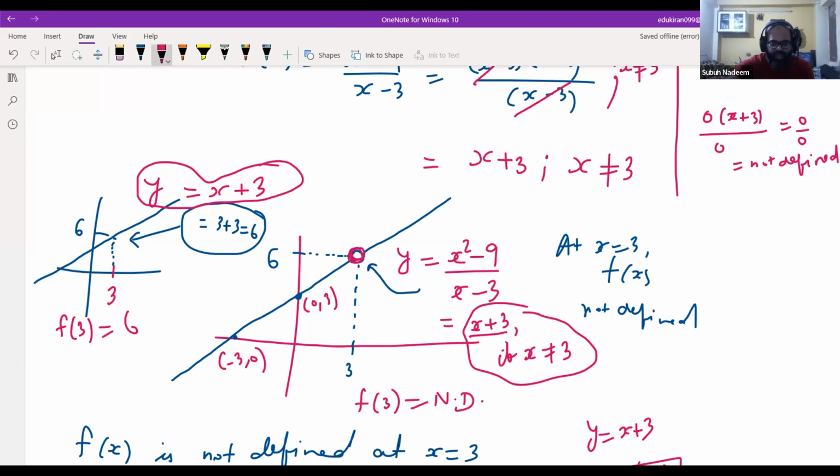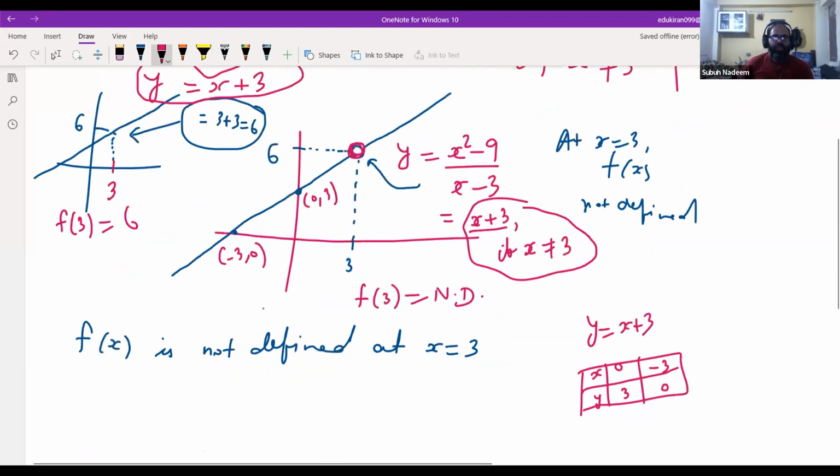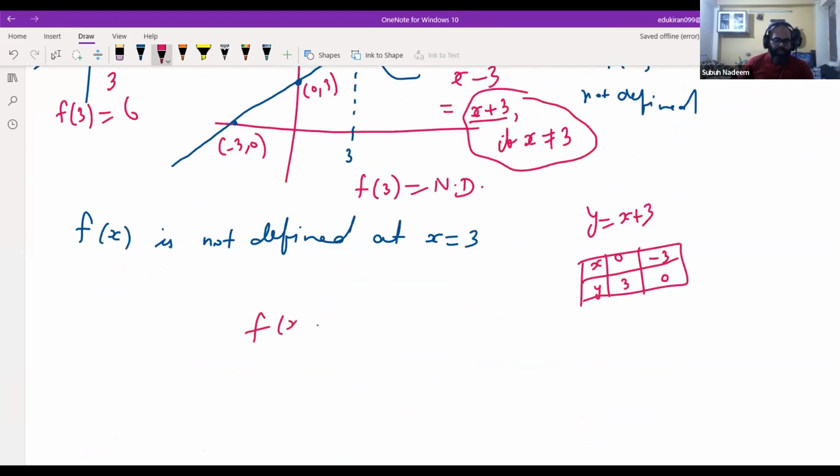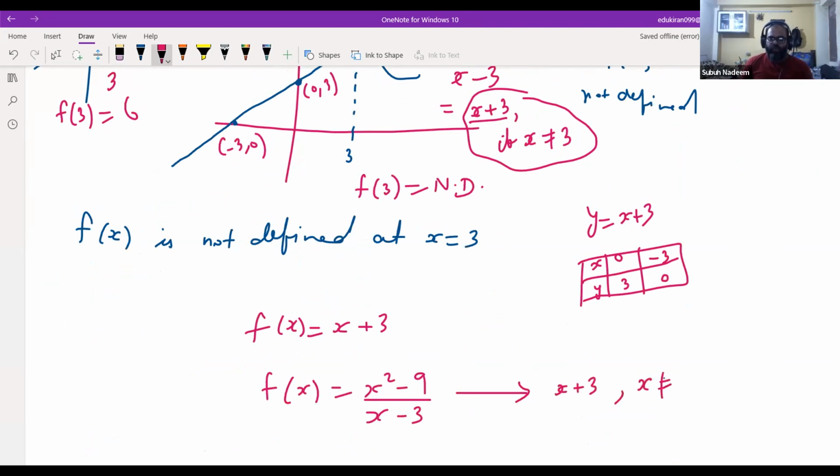So what I actually mean to say is that f of x is equal to x plus 3 and f of x is equal to x square minus 9 by x minus 3 are not the same functions. Though it may seem that after simplifying it will give you x plus 3, that is only if x is not equal to 3. So a small, slight difference is there.